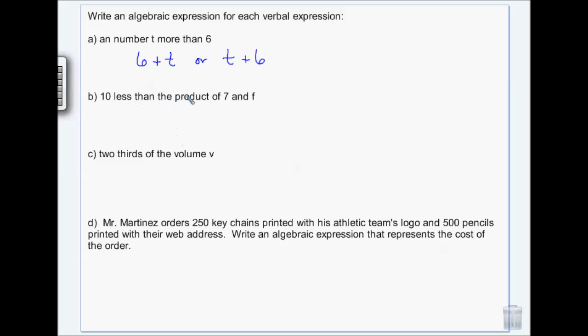10 less than the product of 7 and f. Okay, so it's 10 less than a product. Now, whenever you see 10 less than, it's minus whatever that number is. It's not going to be 10 minus something, it's going to be something minus 10. Product of 7 and f, 7f, minus 10.